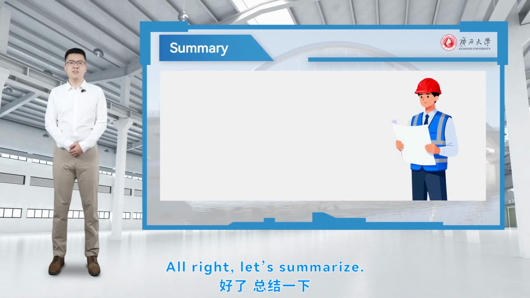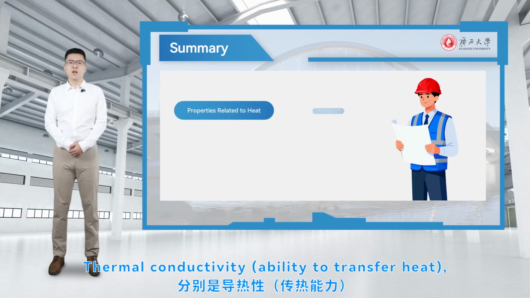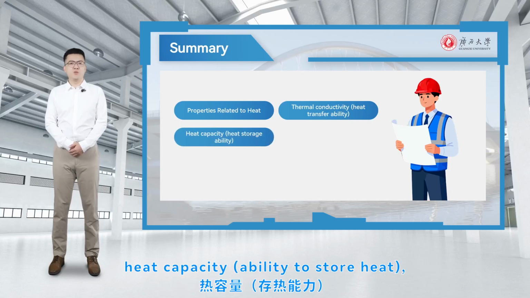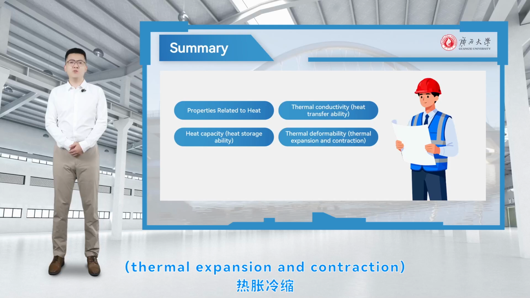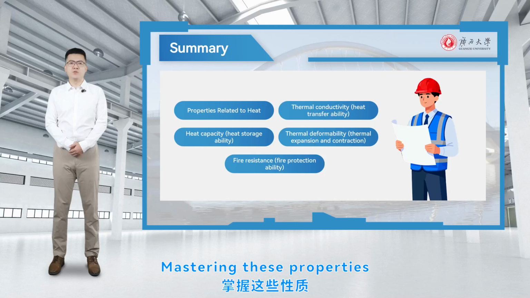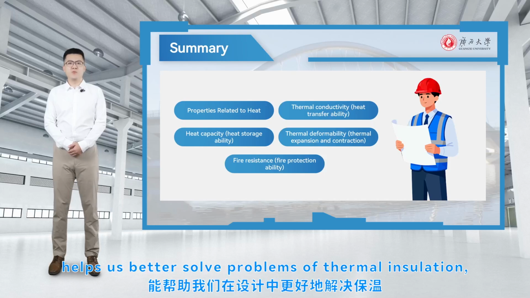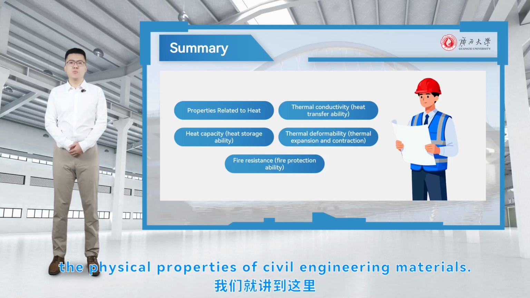Alright, let's summarize. Today we learned the thermal properties of materials. Thermal conductivity, ability to transfer heat; heat capacity, ability to store heat; thermal deformation, thermal expansion and contraction; and fire resistance, fireproof ability. Mastering these properties helps us better solve problems of thermal insulation, heat protection, and fire safety in design. We have finished the physical properties of civil engineering materials.